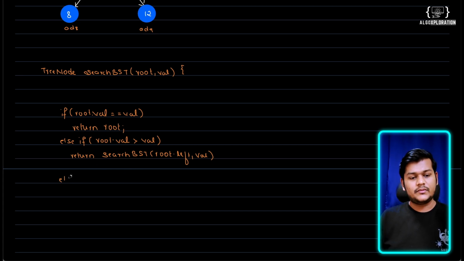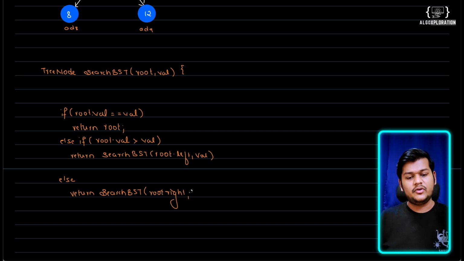And else, that means we have to go on the right hand side. So return searchBST root dot right and the value to compare. And that's it. We are done with this code.